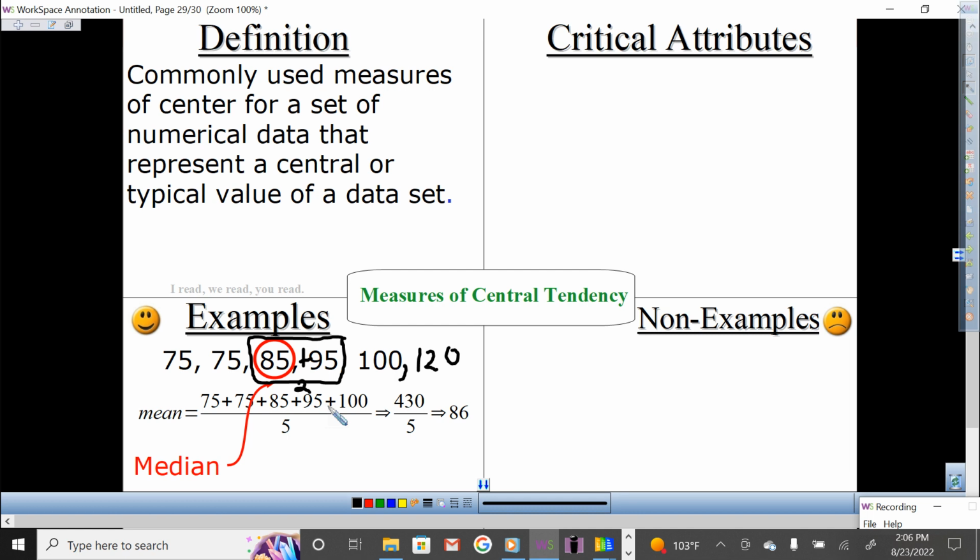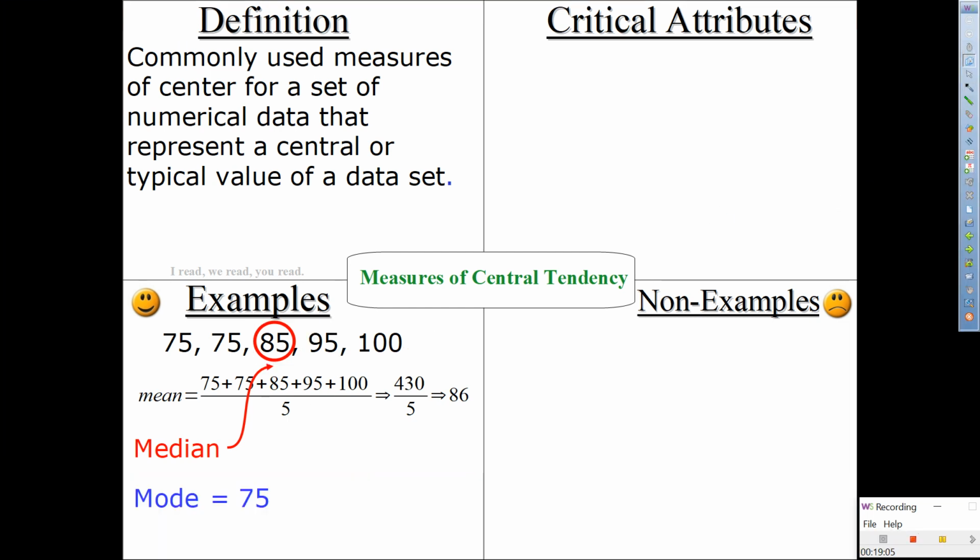Okay? All right. So now that we know the examples, here goes a non-example. Here's the data. A non-example is when they ask you to find the range. What is the range? Taking the largest number in the data and subtracting the lowest number of the data. So that is 25. These are the measures most commonly used. This one not as much.